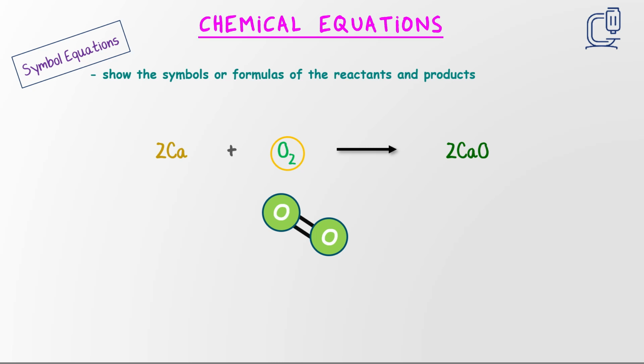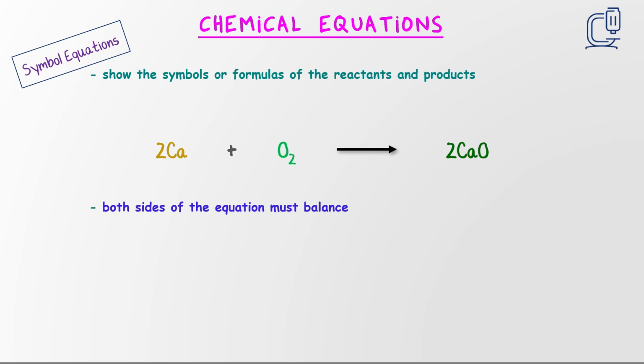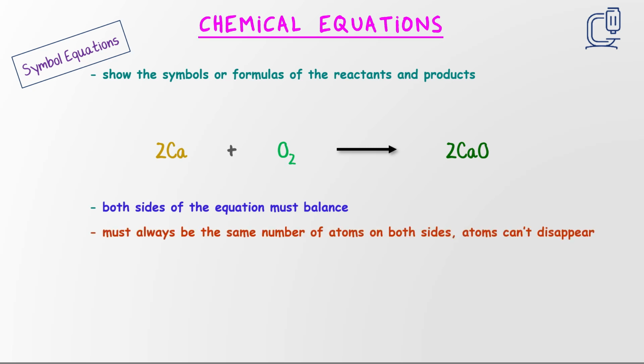When writing symbol equations, both sides of the equation must balance. What do I mean by balance? Well, there must always be the same number of atoms on both sides. Atoms can't disappear. An equation is balanced by putting numbers in front of the formulas where needed.